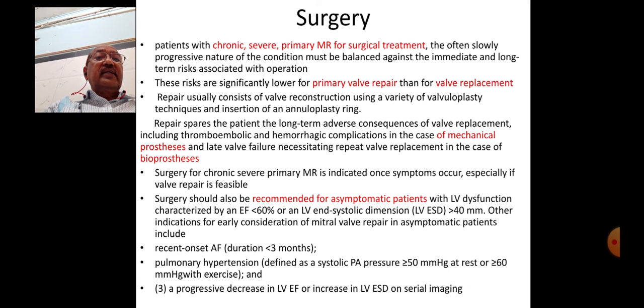60 or an LV end-systolic dimension more than 40 mm. Other indications for early consideration of mitral valve repair in the asymptomatic patients include recent onset AF, pulmonary hypertension, and a progressive decrease in LV ejection fraction or increase in LV end-systolic dimensions on serial imaging.